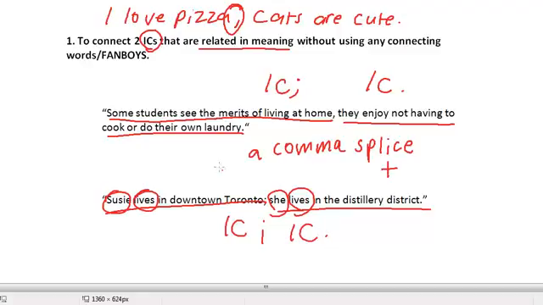So in both of these examples, because we have 2 complete sentences, technically it would still be acceptable to just take the semicolon out and replace it with a period. But fortunately, the ACT won't be that mean, and they will never ask you to choose between a semicolon and a period.